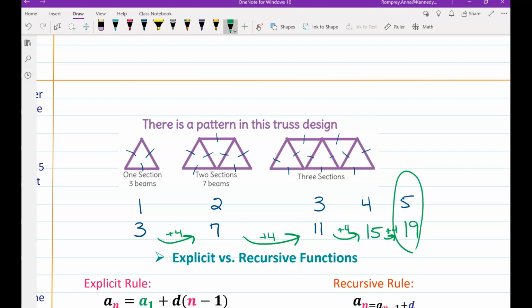Now I want you to think about, can you come up with a shortcut for how to figure out how many beams there would be in 10 sections without having to add 4 every time? See if you can figure that out.